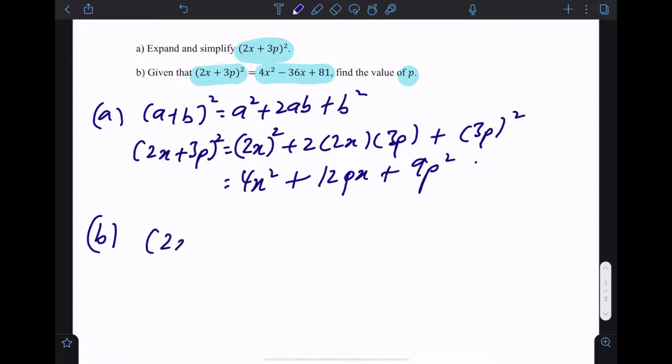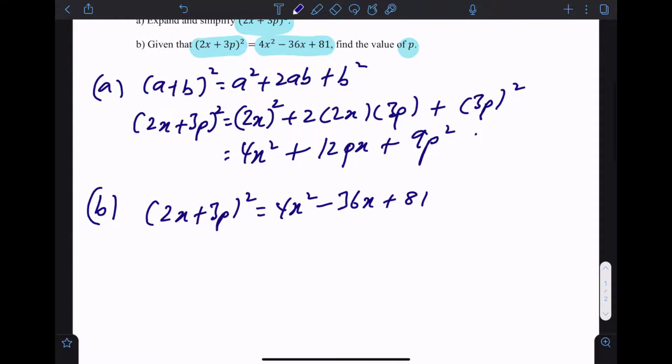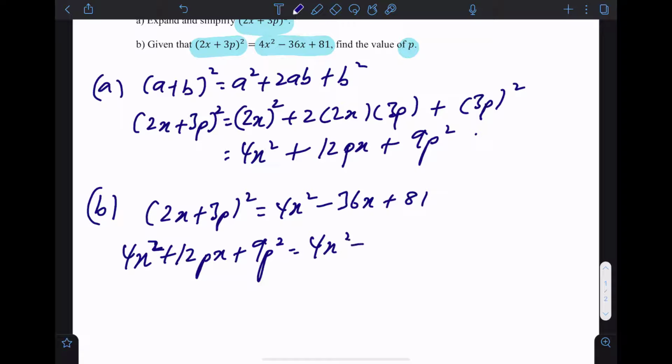Now for part B, we have this. Okay, and we already expanded this part, so we'll use this answer and replace it over here. So 4x^2 + 12px + 9p^2 equals 4x^2 - 36x + 81.